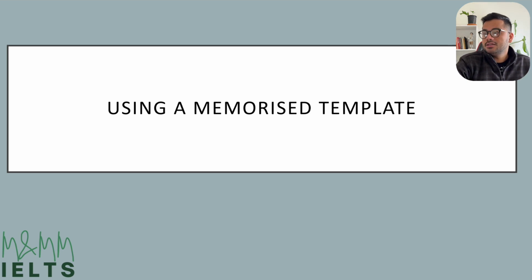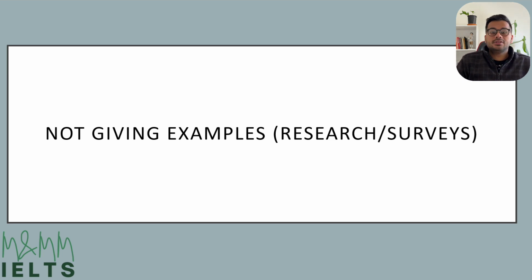Next one is not giving examples, research, or surveys. Just talking about the examples. Now, let's say you introduce something new, you gave an idea, but then you did not support it by giving an example. Doesn't matter how great of an idea that was, if that is not supported by an example, something like as per the research or as per the survey done in so and so year. If you do not give an example, according to the examiner, you did not complete your answer, or that was not a great response for that question that was asked to you. So you definitely lose a good amount of band score over there.